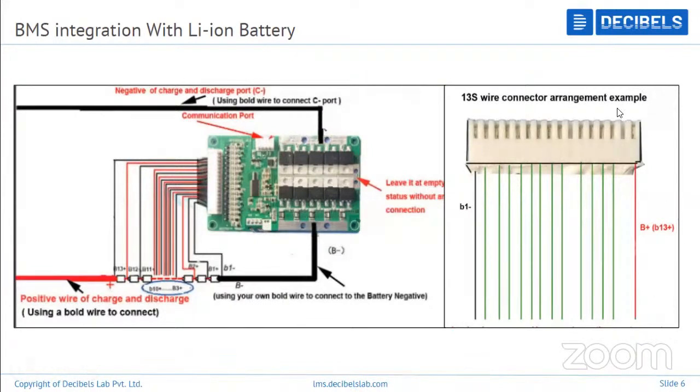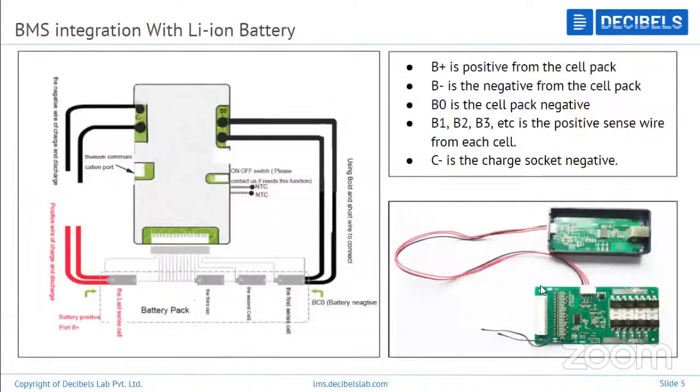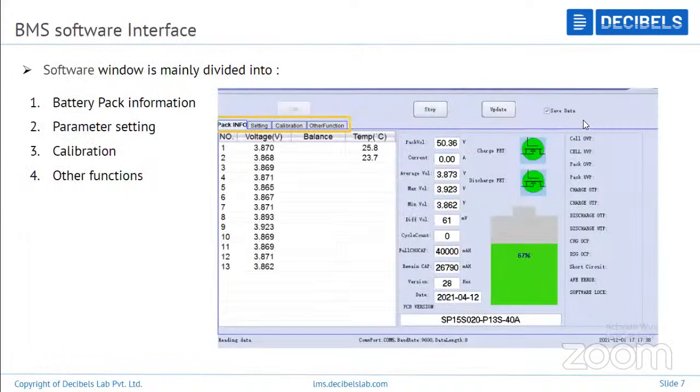So this is how a connector looks for the series connection pins. You have connectors which will be plugged directly into the BMS, and you have all the wires, which were seen here. So now the integration part is done. You have integrated a smart BMS to your battery pack. Now let us look at the software interface.